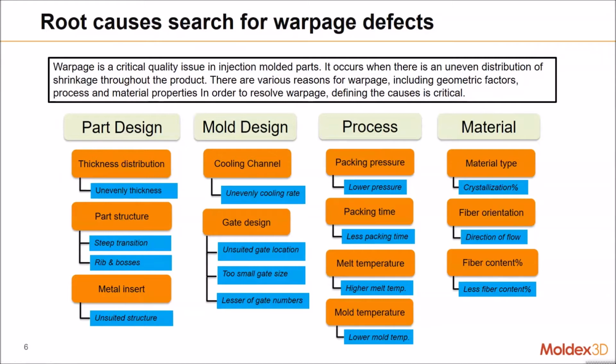Okay, so the next factor is the process. For the process conditions, among all the molding process parameters, temperature and pressure are the 2 important factors influencing warpage, because the 2 factors are directly related to the material shrinkage, just like the material's PVT behavior.